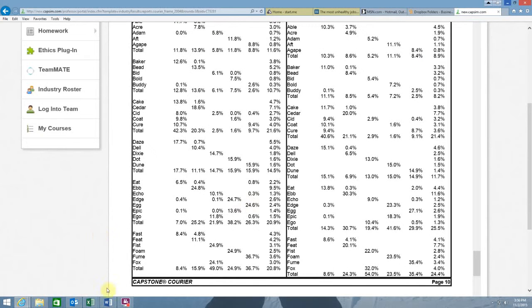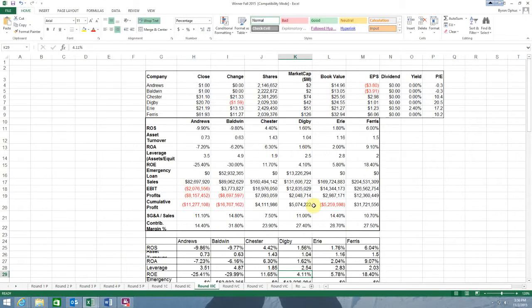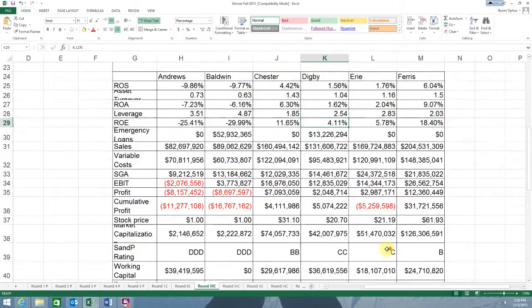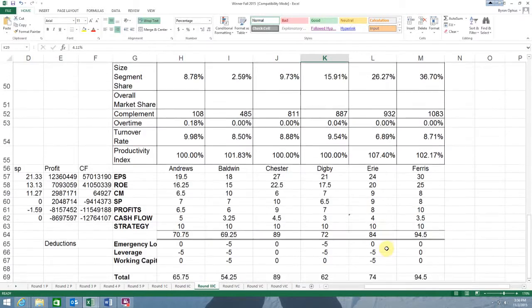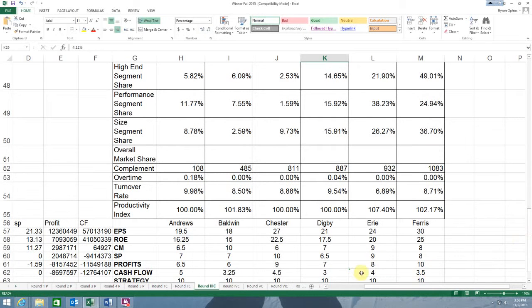All right. So who won this round? Yeah, let's go take a look. Okay, here we go. Well, Ferris, followed by Chester on earnings per share, likewise in ROE. Contribution margin, Ferris, followed by Erie. Erie had a nice contribution margin. Then stock price, Chester had the nicest jump in stock price, followed by Erie. Okay, and profits, Ferris followed by Chester and Erie again.